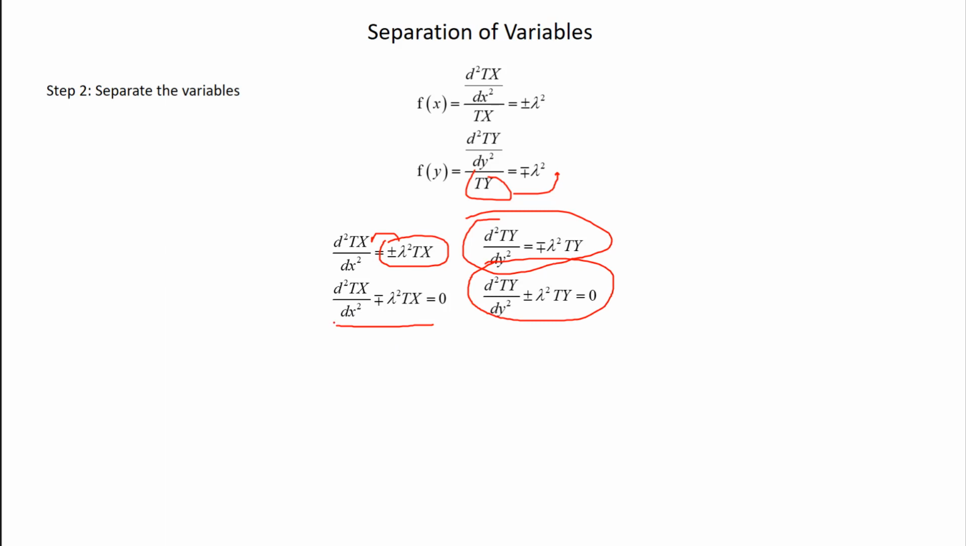I've gotten myself to the point where I have two ODEs, right? I have d squared tx dx squared is either minus lambda squared tx or plus lambda squared tx. And then d squared ty dy squared plus lambda squared ty is equal to 0 or minus lambda squared ty is equal to 0. I don't think I said that quite right, but hopefully you get the idea, right? I have two ODEs. They only differ on whether this last term is negative or positive, right?